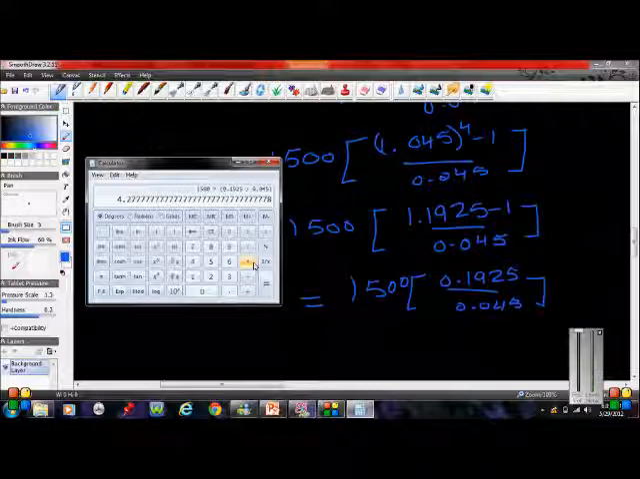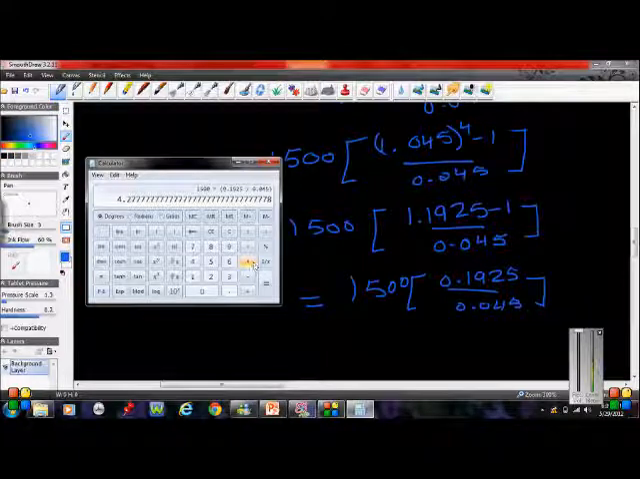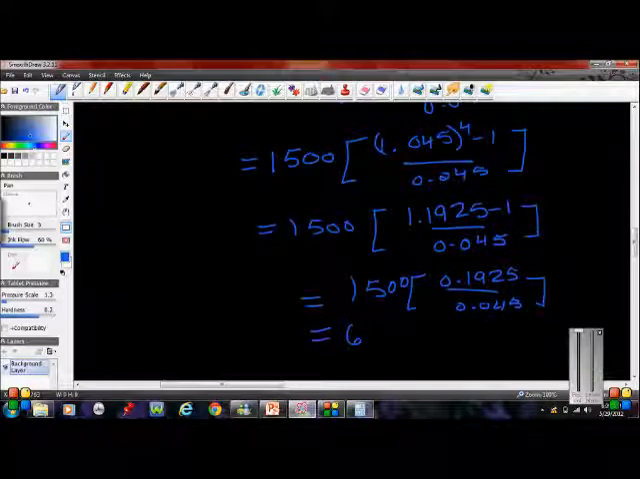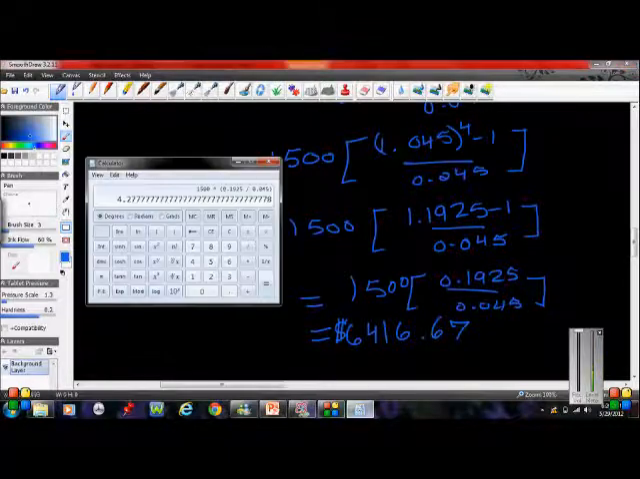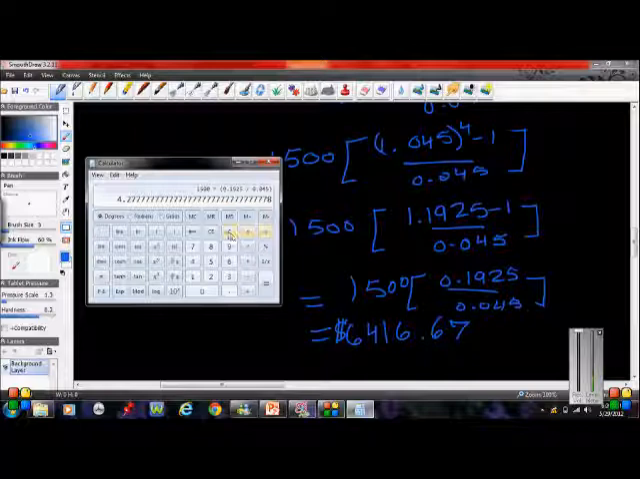Give me 1 second. I'm just doing it on my own calculator, as it is much better than this one. 0.1925 on top of 0.045. Close these brackets off. I'm doing it right now on mine, and it's giving me the right answer, which is 6416.67. That is the correct answer. That's what you should be getting. Let's look at where we might have gone wrong with the other calculator.